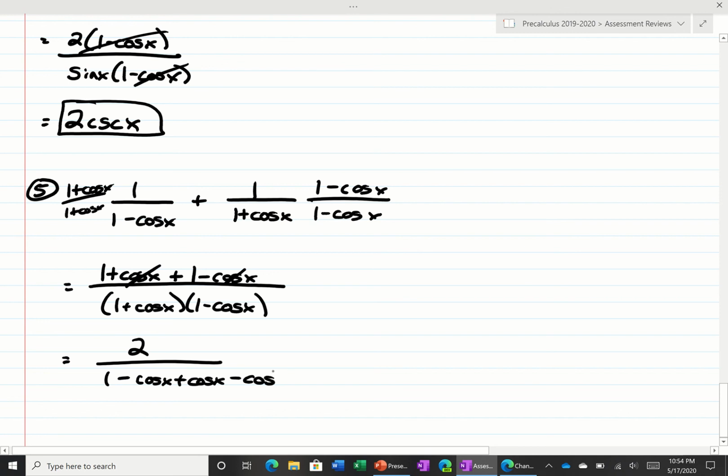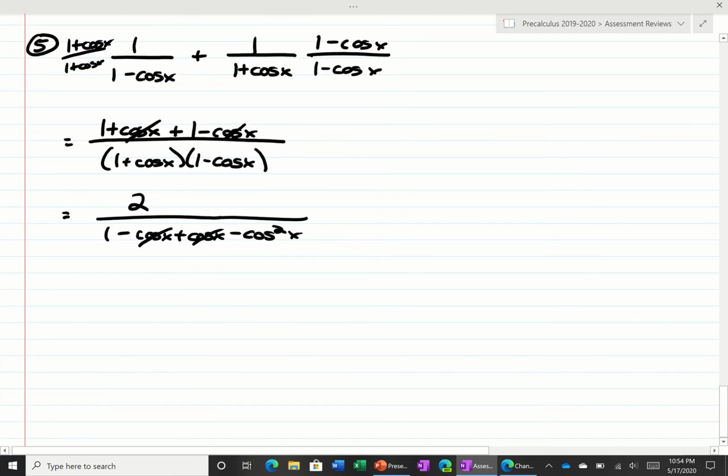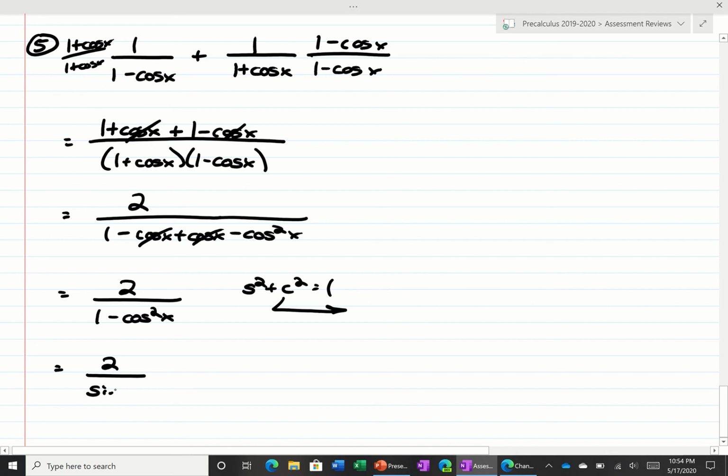minus cosine squared. And if sine squared plus cosine squared is 1, then 1 minus cosine squared is sine squared. So the answer for this would be 2 cosecant squared of x.